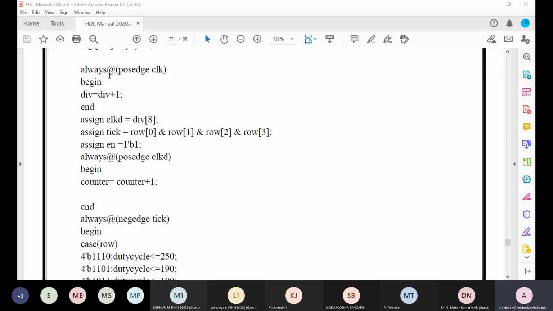So what does this mean? Our clock to the FPGA kit is 4 MHz. Now we are declaring div equals div plus 1. So every positive edge of the clock, div is being incremented. Means your div is going to become 2 MHz now. It is like divide by 2. Now we say assign clock D equals div of 8. Now it is the 8th position of div.